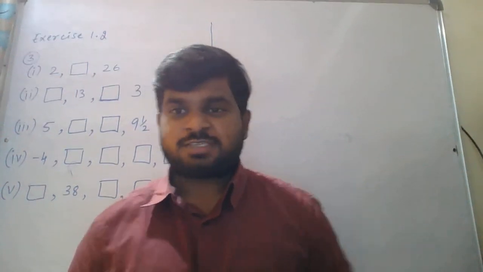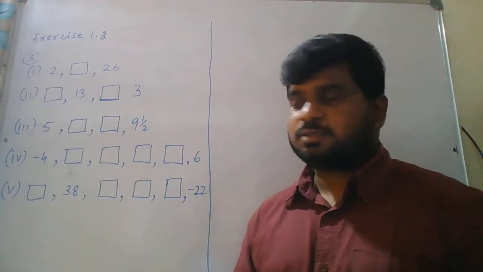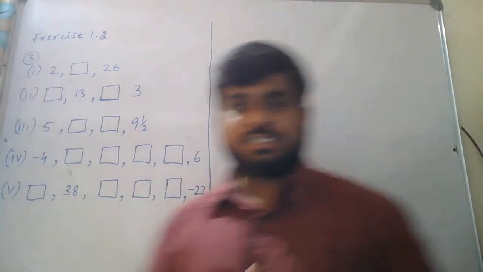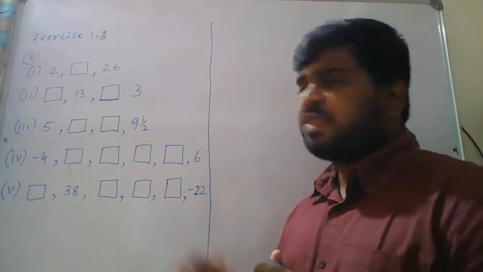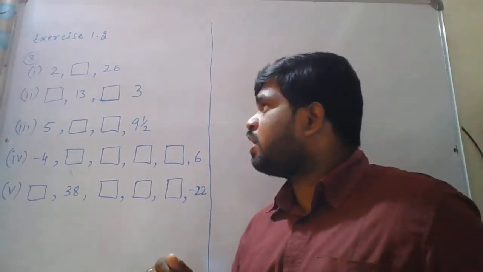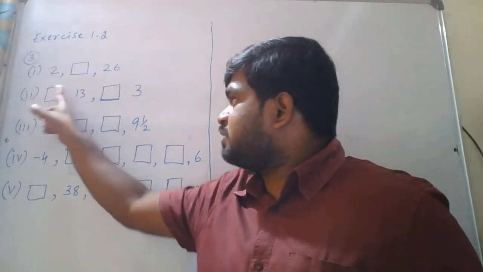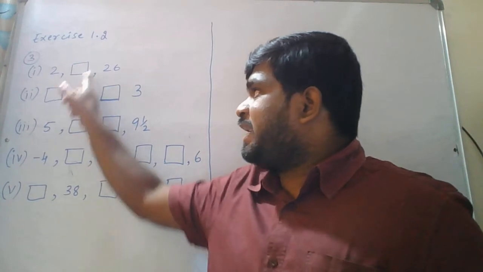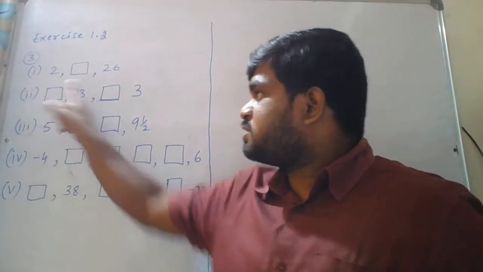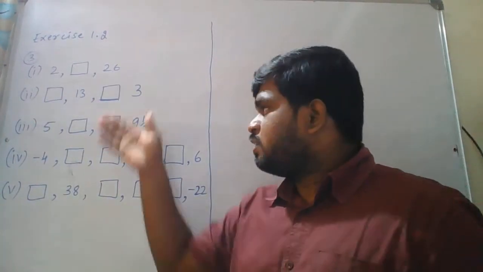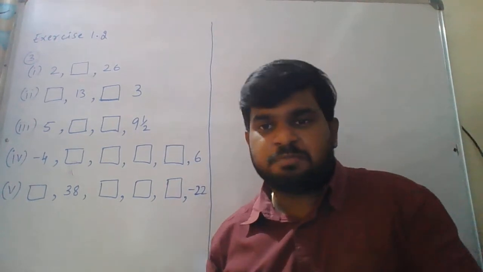Okay, students. So let's continue with the second exercise, third problem. In this third problem, they have given us an AP, but there are certain terms missing. As you can see here, the second term is missing. Here, the first term and the fourth term are missing. There are some terms missing. We have to find the missing term.